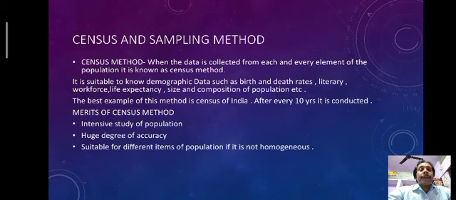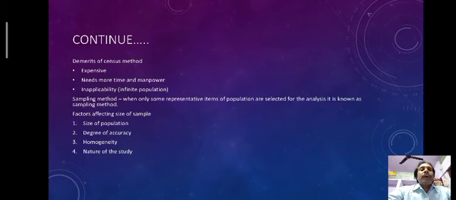Suitable for different items of population if it is not homogeneous. Homogeneous means 100% identical on the basis of shape, size, color, design, packaging and so on. But you know that all the elements are not 100% homogeneous. In that case, unless we collect the data personally, it will not be suitable, and that's why I told you that it is suitable for different items of population. So these are the basic merits of census method. Now come to the demerits of census method.